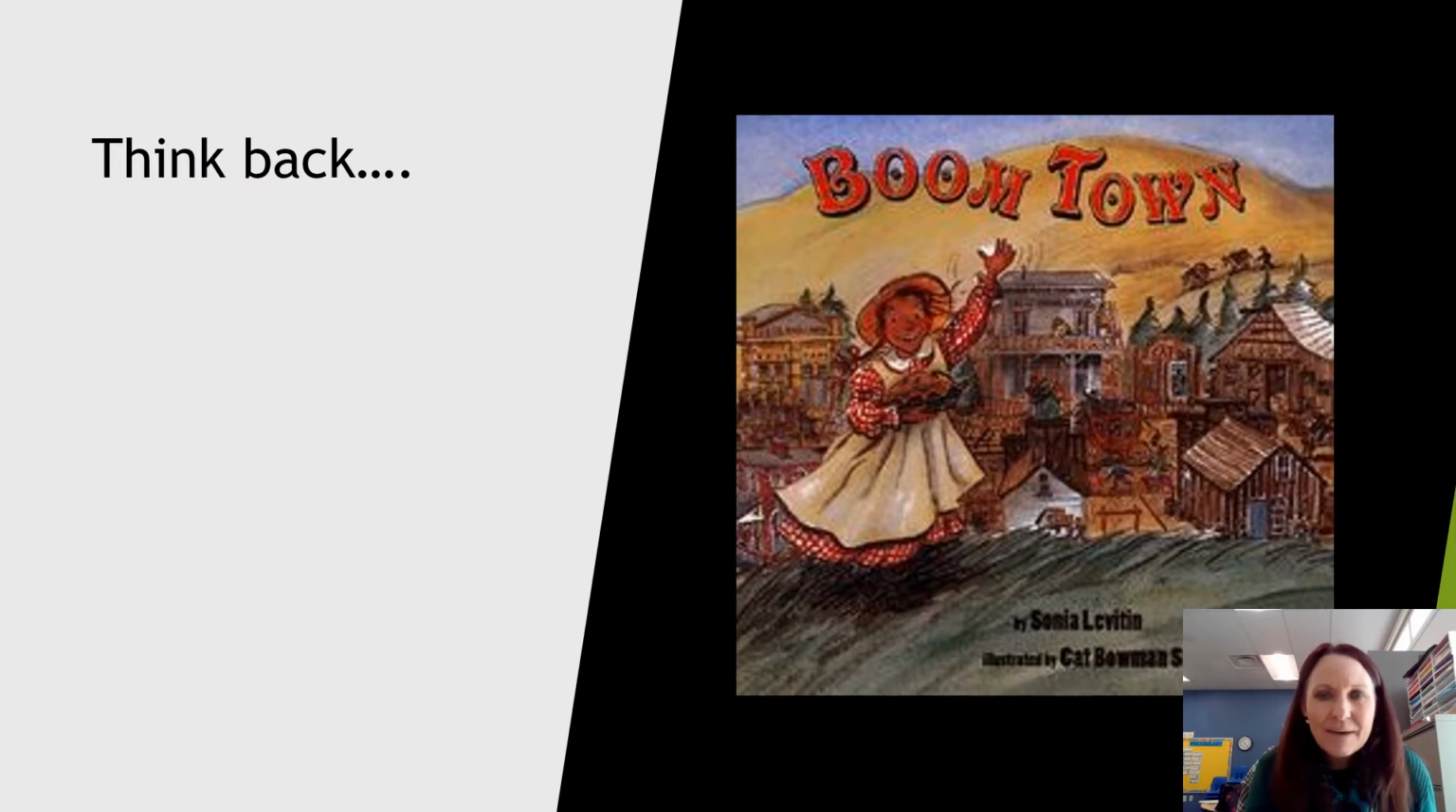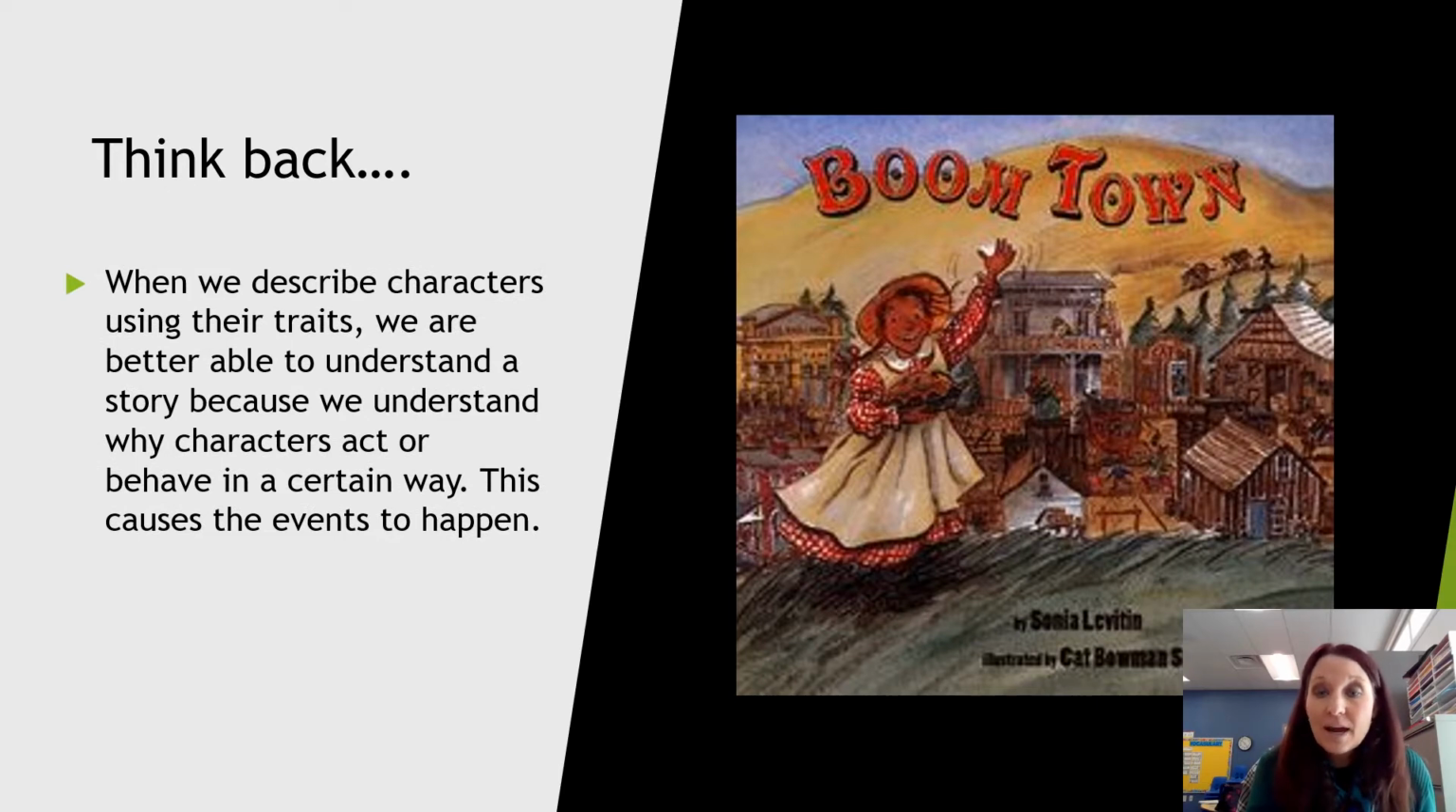All right, I want you to think back to the story that we read a couple weeks ago called Boomtown. When we describe characters, and in this case Amanda, we use their traits, and that helps us to better understand the story because we can understand why characters act or behave in a certain way, and those behaviors or their actions cause events in the story to happen. So in the story, we have Amanda, and one word that we would use to describe her could be motivated. That means she really wants to get things done. Driven, that's another word to mean get things done.